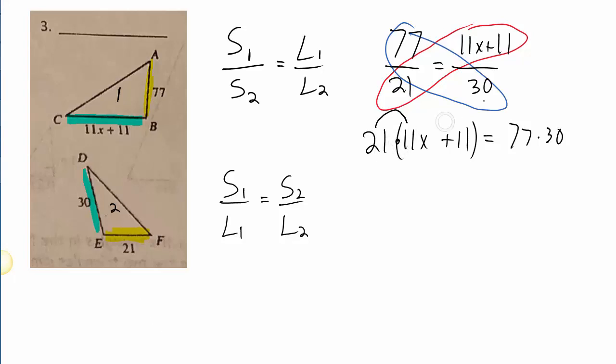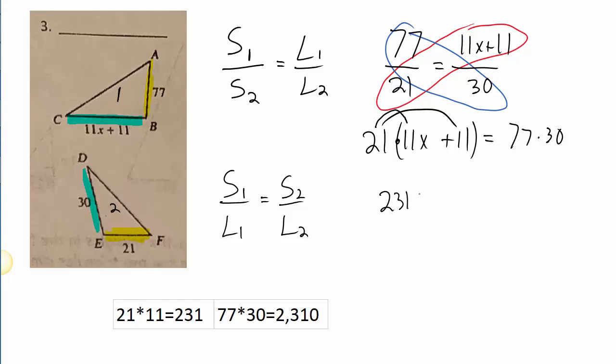I'm going to write my calculations on the side. If you distribute the 21 times this 11x, that becomes 231x. Then 21 times 11 is still 231, just without the x. And that's equal to whatever 77 times 30 is. Over here I calculated that: 77 times 30 is 2310. Then I can solve for x by getting x by itself.